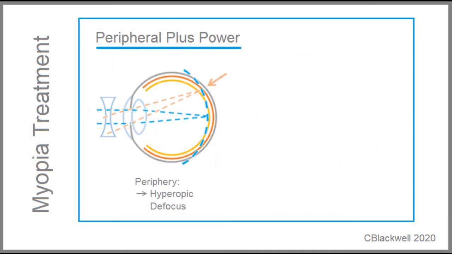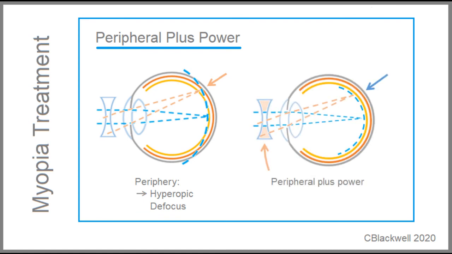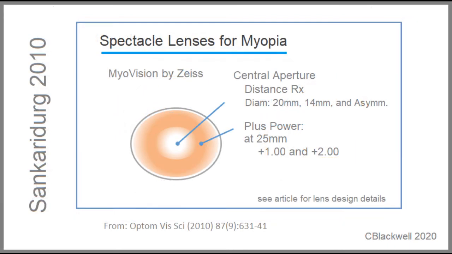Option 3. Standard glasses focus the image on the fovea, but may leave the peripheral image hyperopic. This has motivated trials of multiple versions of glasses and contact lenses that aim to control the peripheral refraction. About a decade ago, there was a notable trial using this strategy with 3 design variations, differences in central aperture size, and plus power.